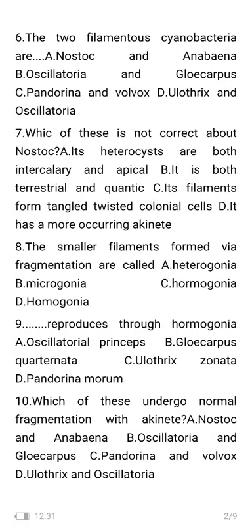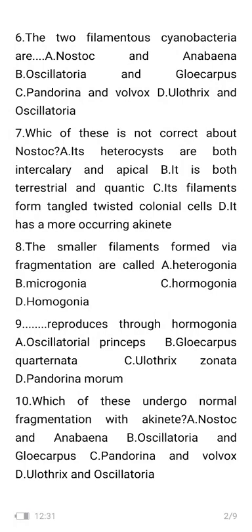Number 7, which of these is not correct about Nostoc? A. Its heterocysts are both intercalary and apical. B. It is both terrestrial and aquatic. C. Its filaments form tangled, twisted colonial cells. D. It has a more occurring akinete. The answer is D. The Nostoc species doesn't have a more occurring akinete. Rather, the Anabaena has a more occurring akinete. It therefore means that the Nostoc species has less occurring akinete. So the answer is D.